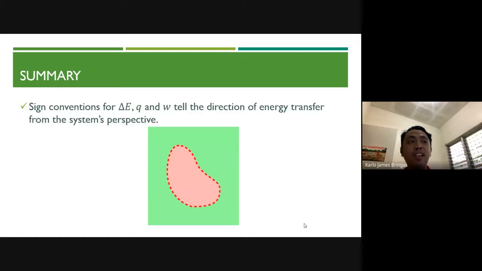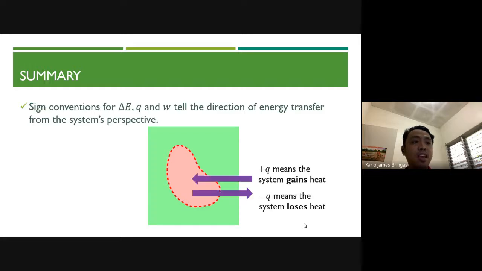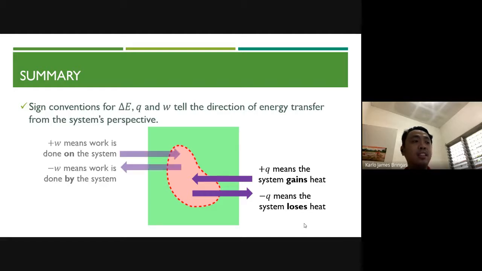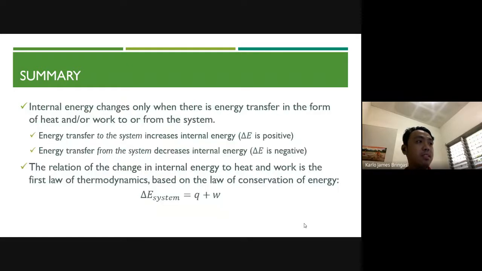We also learned that our delta E, our Q and W have signs. So it could be positive or negative, depending on how that energy is being transferred. And it is summarized as follows. Positive Q gains heat, negative Q loses heat, positive W, work done on, and negative W, work done by the system. And also, internal energy could be positive if the energy transfer increases the total internal energy or the final internal energy. And delta E should be negative in sign when the internal energy na final is lower than the initial value.